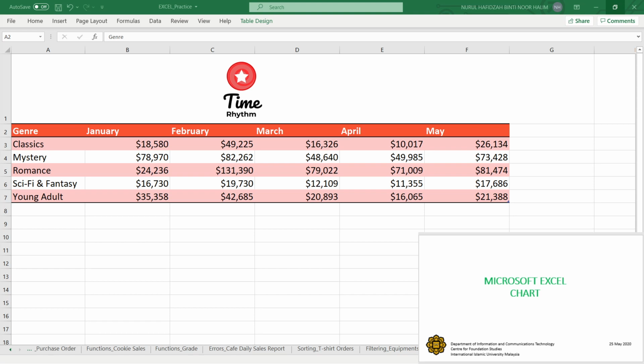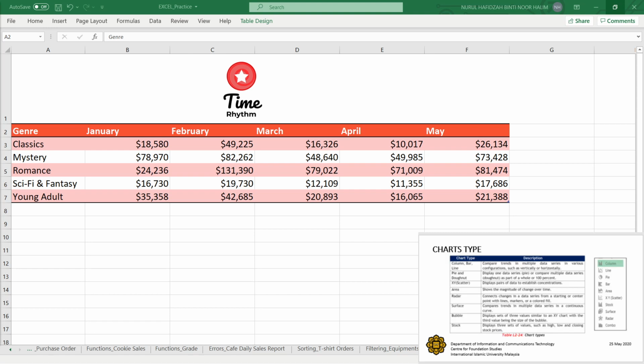Sometimes it can be very difficult to interpret Excel workbooks that contain a lot of data. So charts allow you to illustrate your workbook data graphically, which makes it easy to visualize the comparisons and also the trends. So this slide is to understand the chart types.